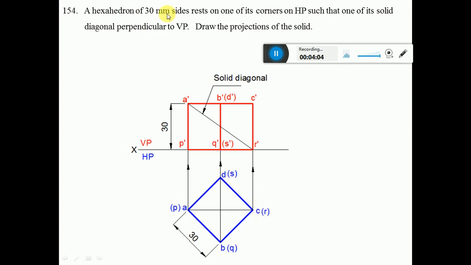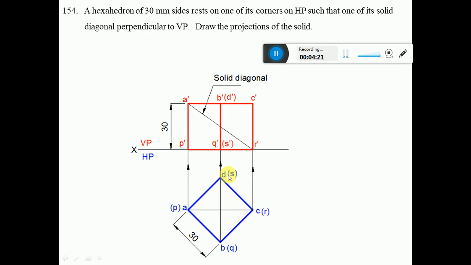Since it is a hexahedron, which is a cube, the height is also considered to be 30. So project all these points to the XY line. When you look from the front view, PQR is near to the observer, so P dash, Q dash, R dash is visible and S is away from the observer.